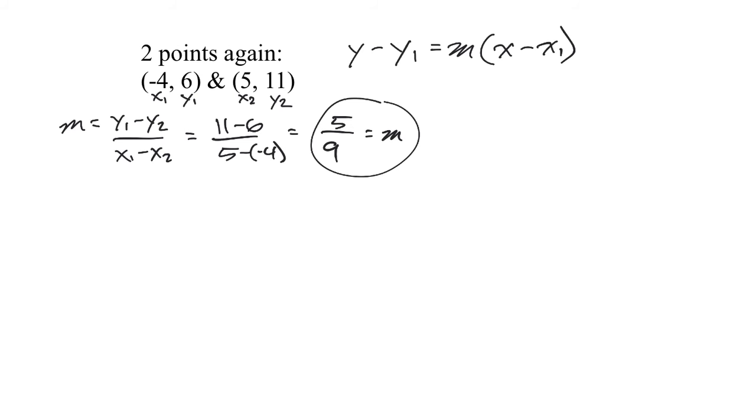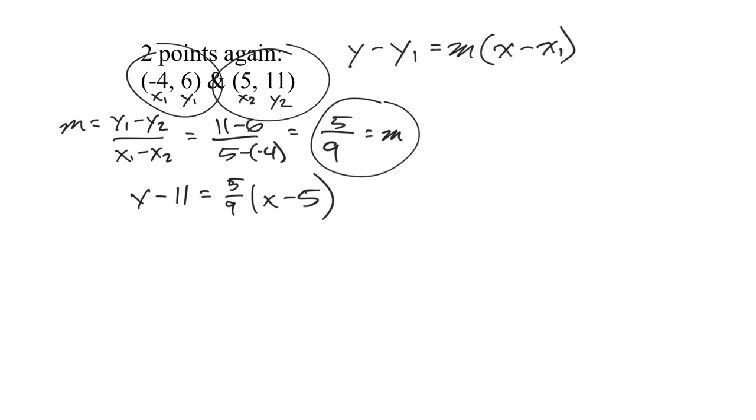I have slope. I have 2 points here. Okay, let's do y minus 11. Let's use y2, 5 over 9 times x minus 5. And we're good.